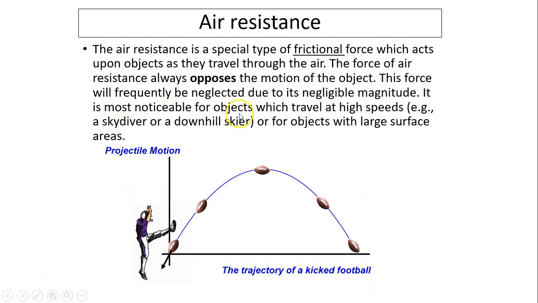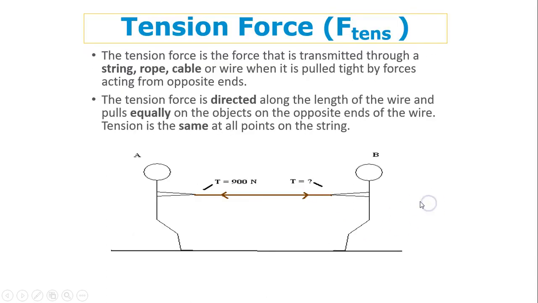It's mostly noticeable for objects which travel at high speed, such as a skydiver or downhill skier, or for objects with large surface area, such as a piece of paper or a feather. Now let's take a look. What is the direction of friction? Here is a football again in the air. At each point, that's the direction of its motion, and here is the friction force, opposite of its v.